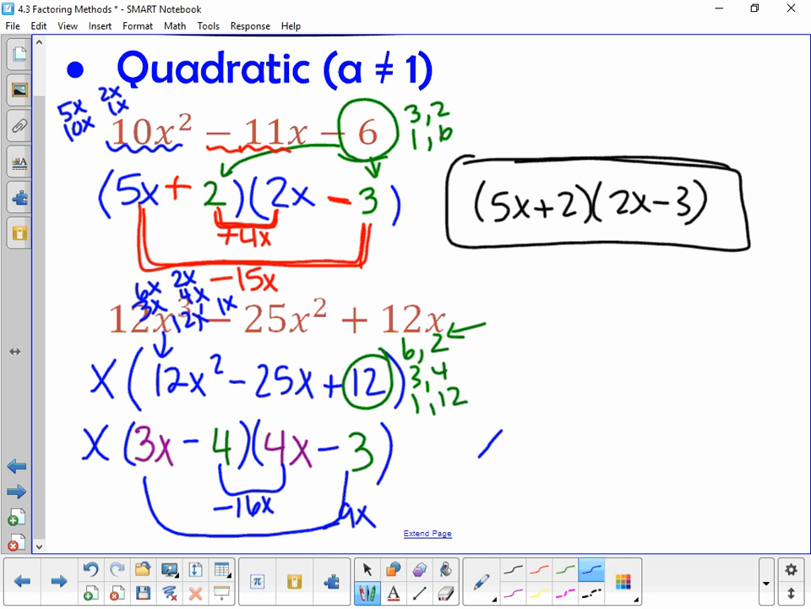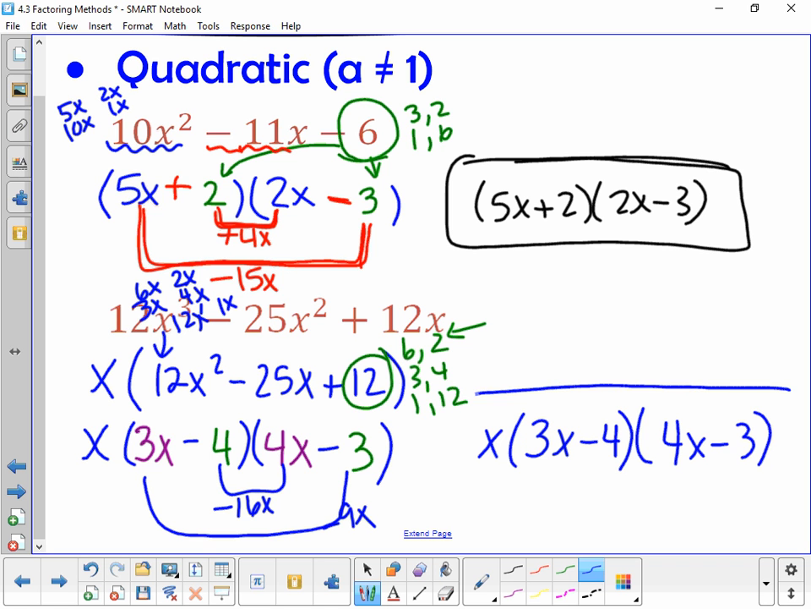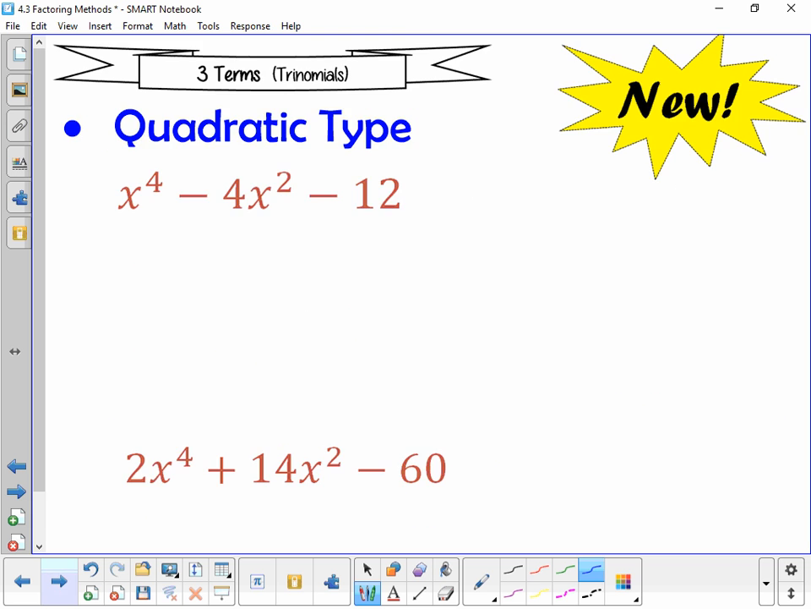I'm going to rewrite it just to make it nicer. So it's an x times a 3x minus 4 times a 4x minus 3. And again, I would just test out different combinations here until you come up with the right combination. The more you do it, the more quickly you can do it. You get better at finding combinations fast.